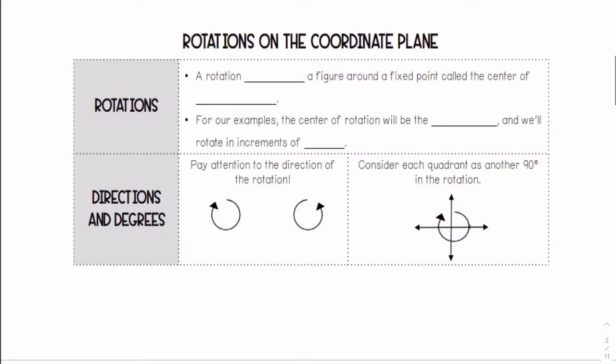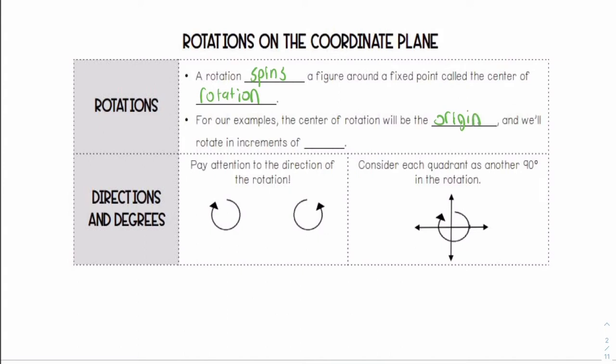To start off, make sure you're copying this down. Rotations on the coordinate plane. A rotation spins a figure around a fixed point called the center of rotation. In our examples, the center of rotation will be the origin.